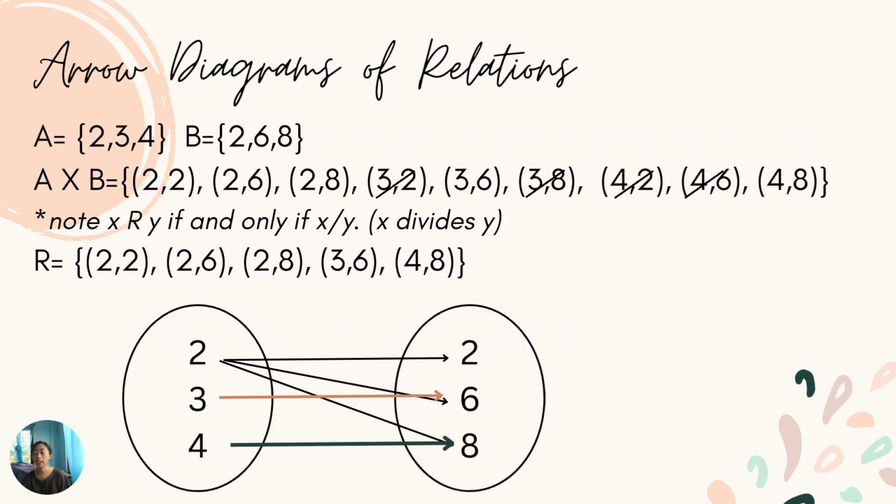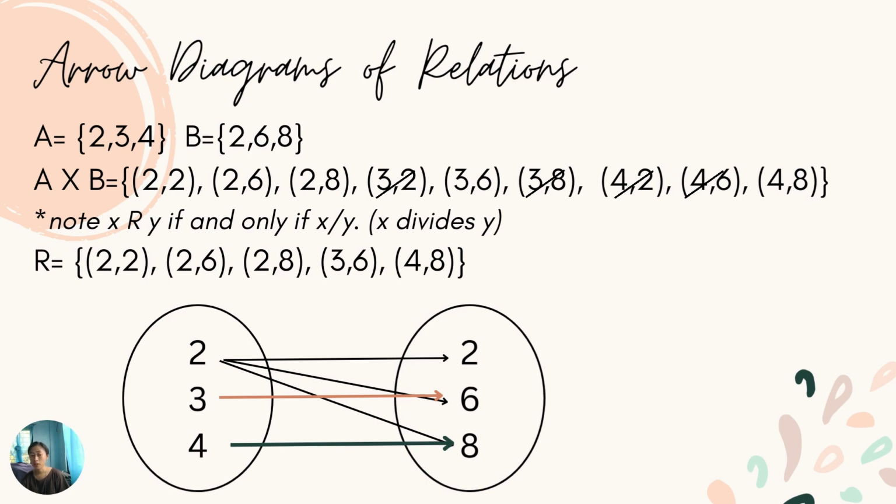Well, on its complete computation, pinag-cross na natin yung A and B. So, yan: 2,2; 2,6; 2,8; 3,2; 3,6; 3,8; 4,2; 4,6; 4,8. So, note the rule: if and only if x divides y.